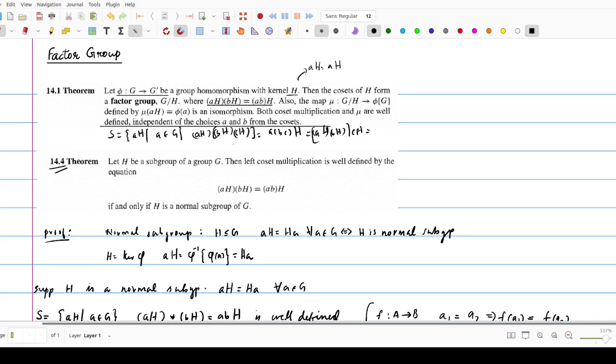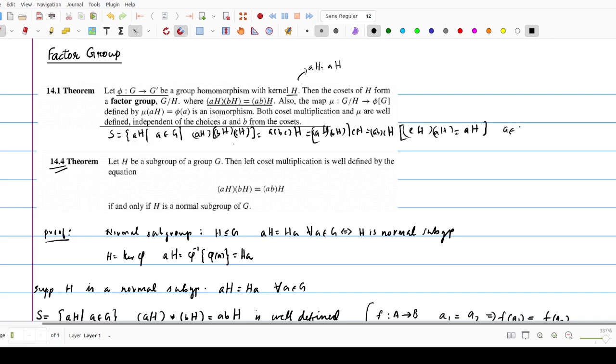That means both are the same, abcH. So which gives the associativity in the set of all distinct left cosets of the kernel. And if we consider eH, then eH aH is always aH, so that eH can be considered as the identity element in the left coset multiplication.